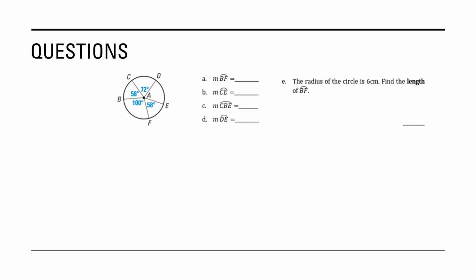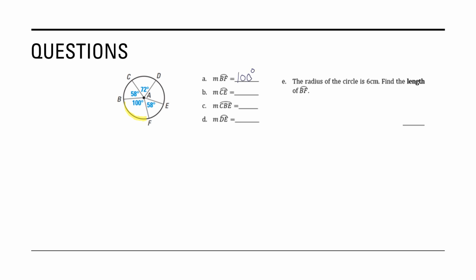So the examples from section 11.1. The first question asks me to find the measure of arc BF. BF is from here to here. The central angle at BF is 100 degrees.